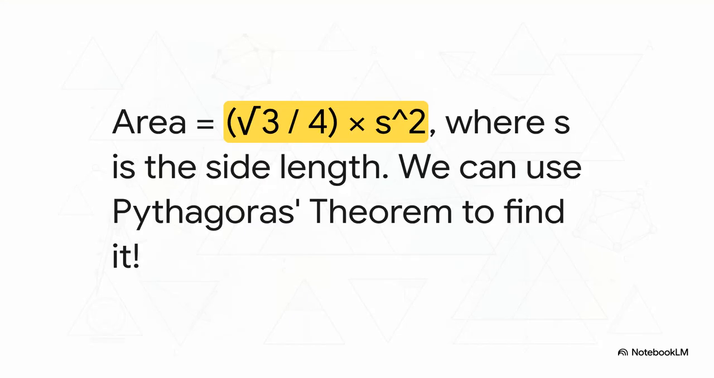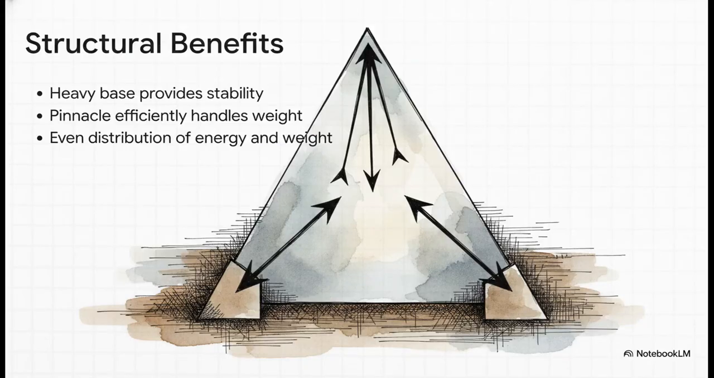Now, that simple structure translates into a really elegant area formula. If you use Pythagoras' theorem to find the height, the area formula just boils down to the square root of 3 divided by 4 times the side length squared. But hey, this elegance isn't just trapped in some dusty math textbook, right? It translates beautifully out into the real physical world. Let's actually look at that physical world for a second.